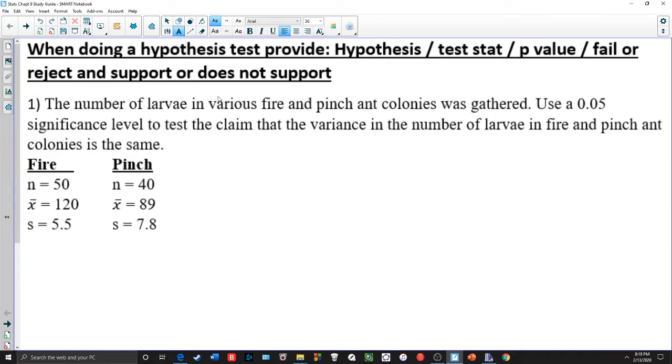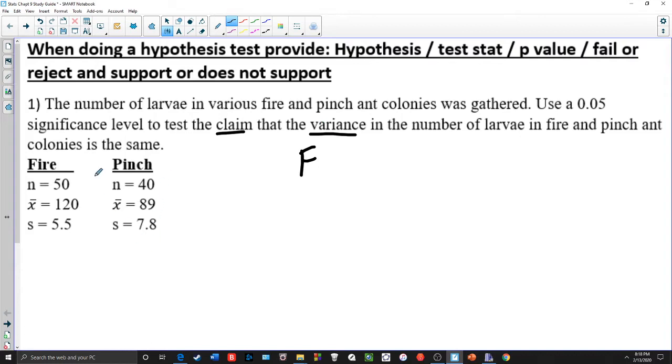So it says a number of larvae in various fire and pinch ant colonies was gathered. Use a 0.05 significance level to test the claim that the variance in the number of larvae in fire and pinch ant colonies are the same. So the first thing you need to focus on here is that we're testing a claim about a variance. So this is going to be an F test, because F test is what we use to test claims about variances.